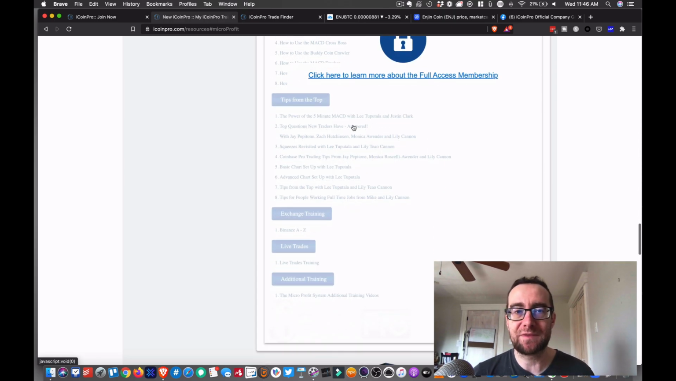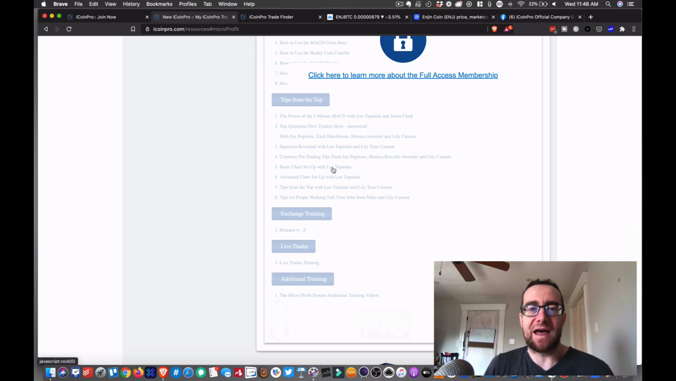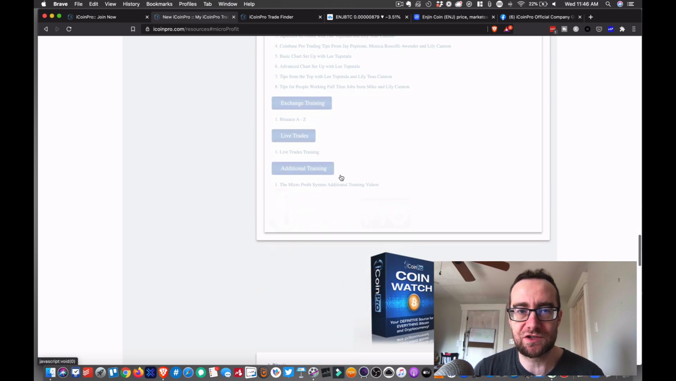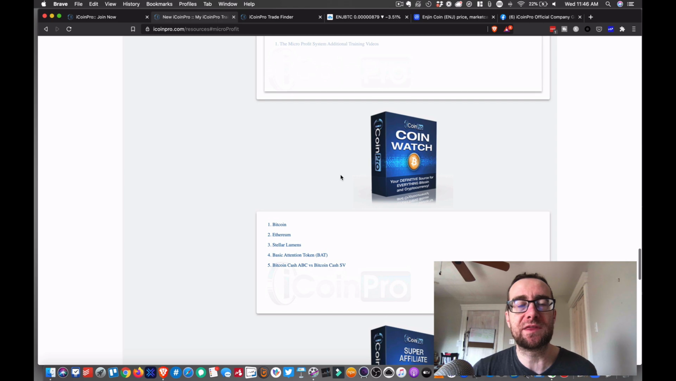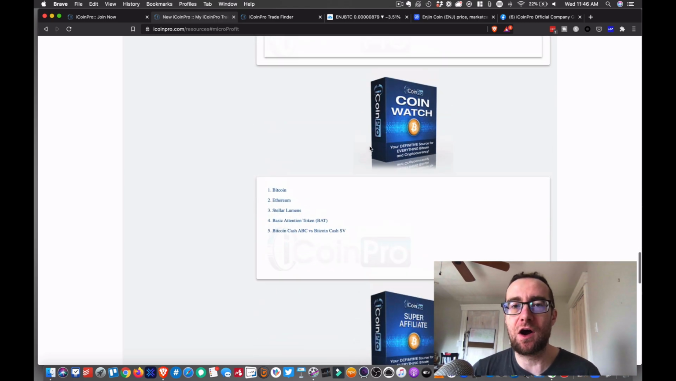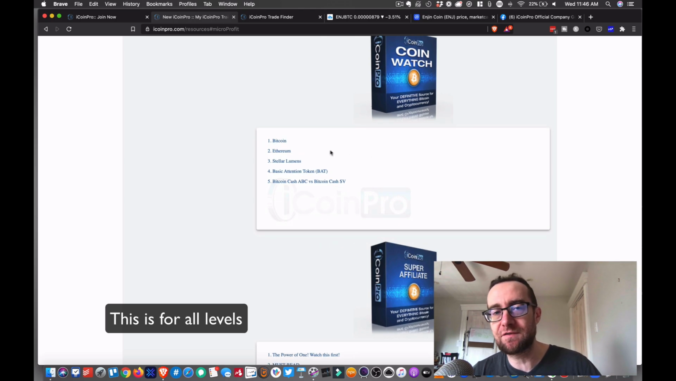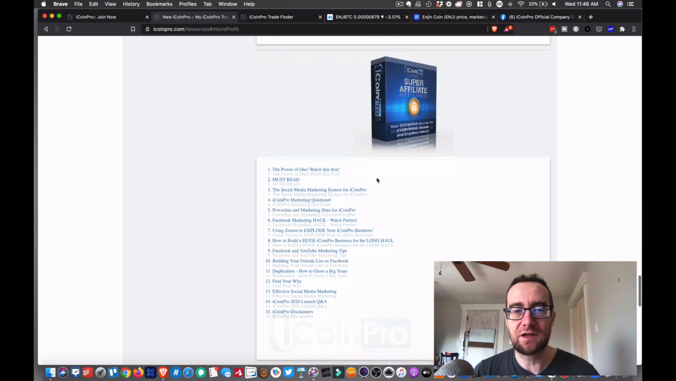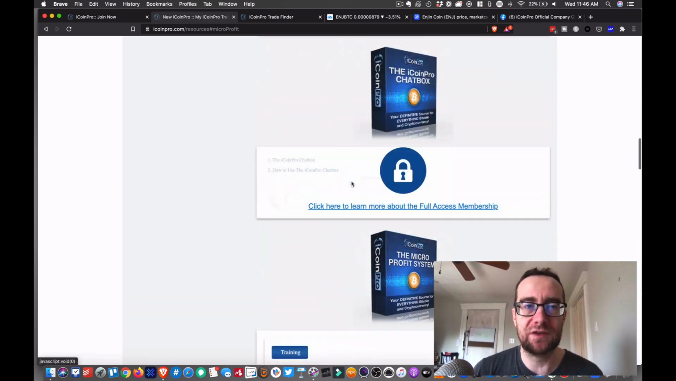Tips from the top, these are some of the traders, and these are training lessons where they're giving some of their best stuff, so your chart setup and so on and so forth. And then also with the normal program, you're going to get all this intro stuff. So it'll give you an introduction to some of these common coins, give you certificates when you pass certain levels. Okay.